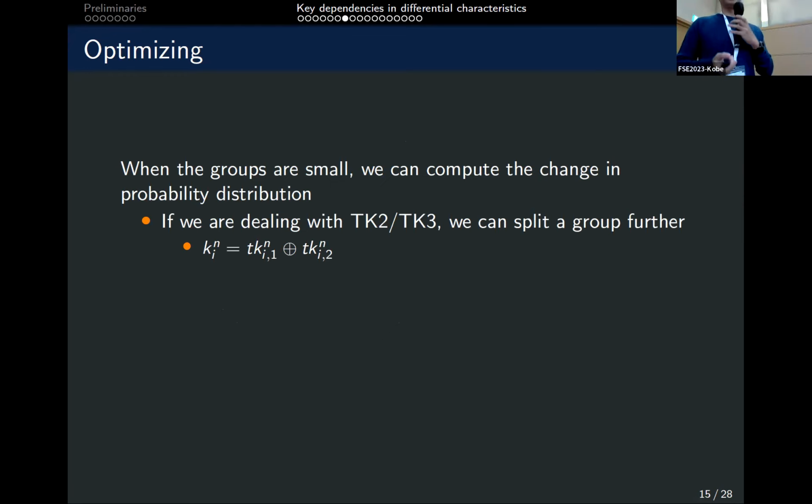So note that for SKINNY itself, there are TK2 and TK3 versions. So this means that when you find the key constraints, the constraints on the key are the ones that you get after you XOR together. But once you actually expand it out to a TK2 or TK3 version, there's actually more dimensions to play with.